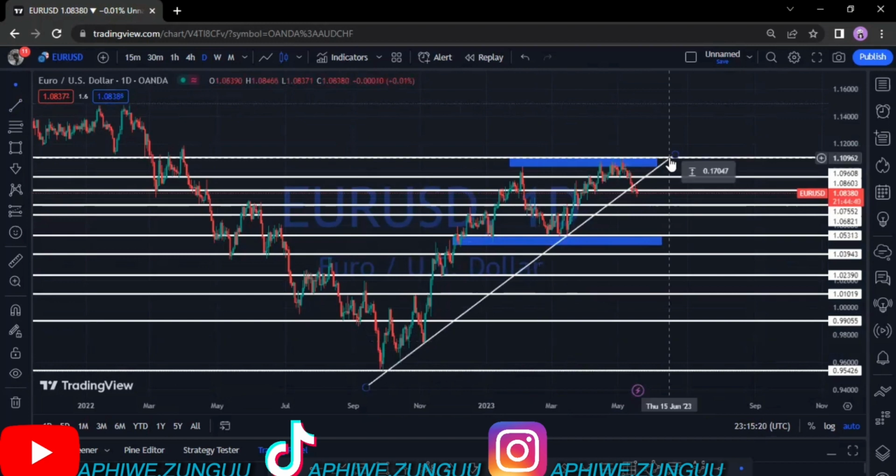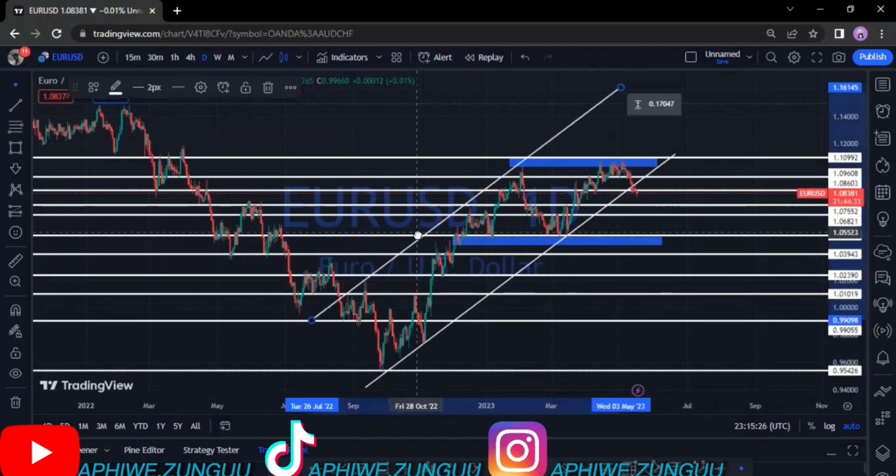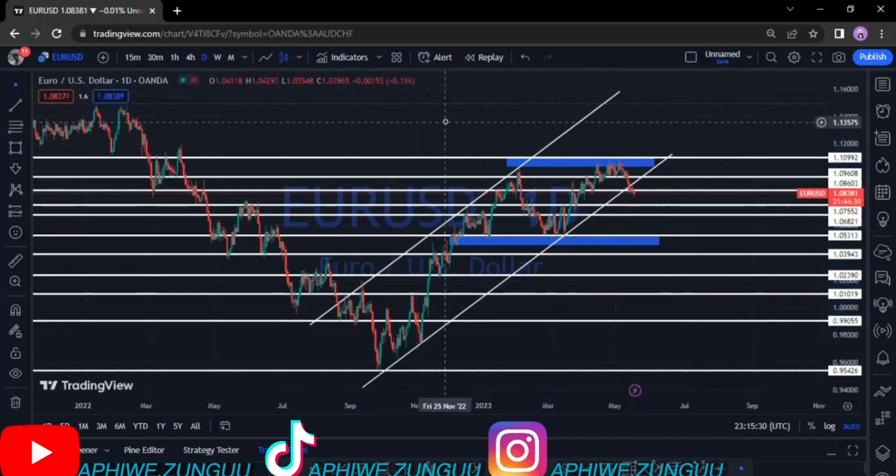So what I'm doing right now is connecting my lows and my highs to come up with a bullish trend, as you see right now. So guys, when it comes to drawing your trend line, you mustn't look for a perfect trend line. I'm not gonna lie to you guys, you shouldn't look for a perfect trend line. When you're looking for a perfect trend line, you're not gonna find anything.